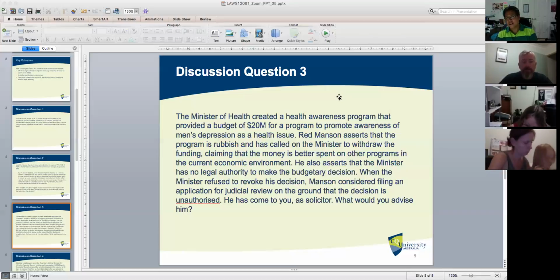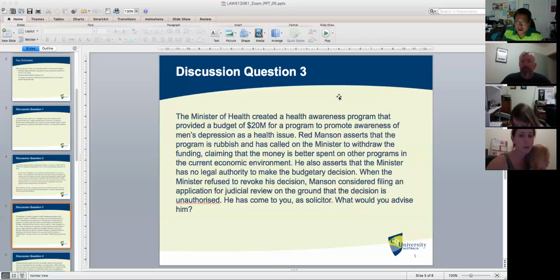Okay, so there's a 4th reason in relation to the claim that the decision is unauthorized. So in other words, is there a need for a specific statutory authority for the minister to be able to make this decision? That's the 4th one. Go ahead, Lauren. I was going to tell you that the 4th reason is because the decision is authorized. It's not an unauthorized decision because his rights have not been affected by the health minister's decision to implement the awareness program.